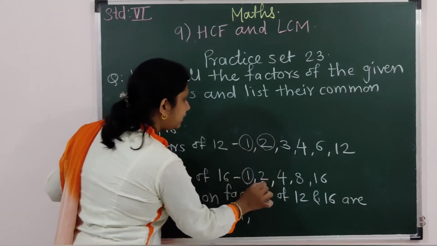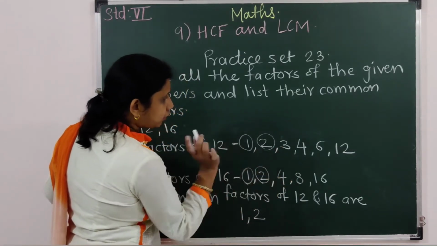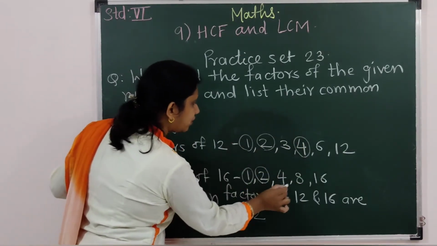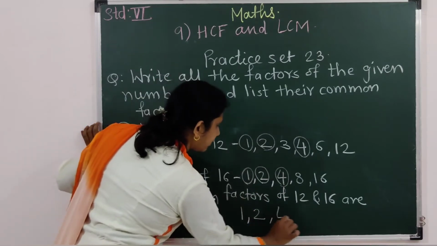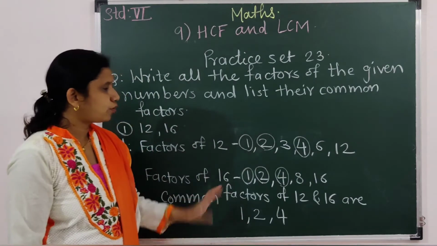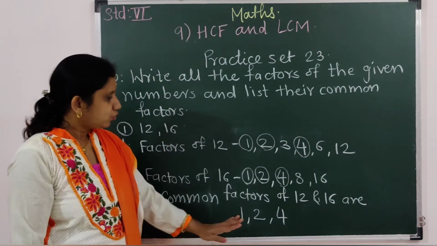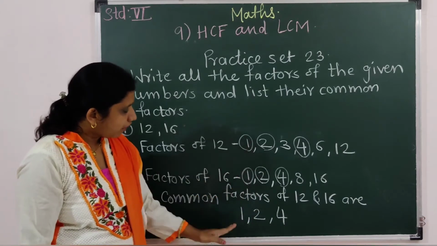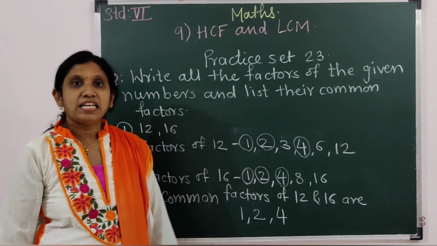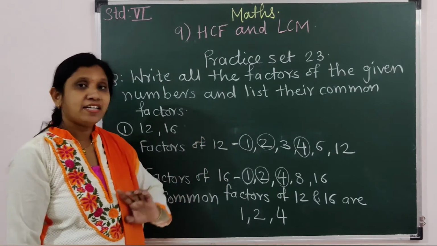1, then next is 2, then 3 is there, it's not there. So 4 is common. Right? Now 6 is here, 6 is not a factor of 16. 12 is a factor of 12, not a factor of 16. So that's it. Only 1, 2 and 4. These are common factors of 12 and 16.